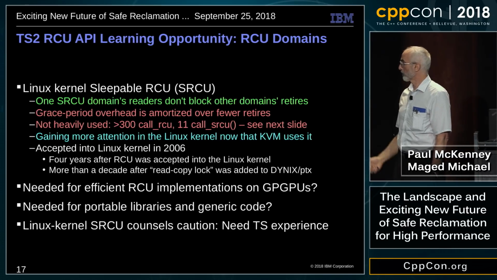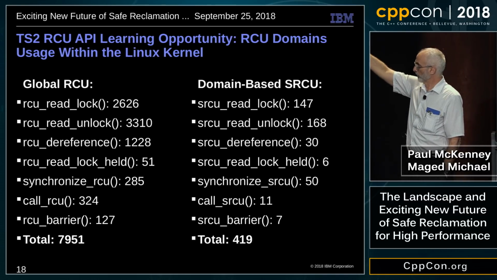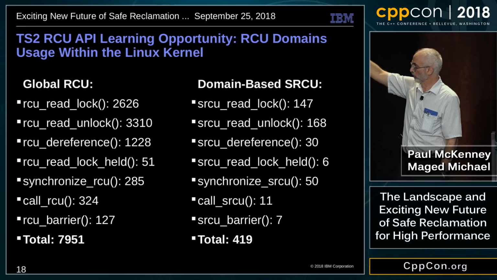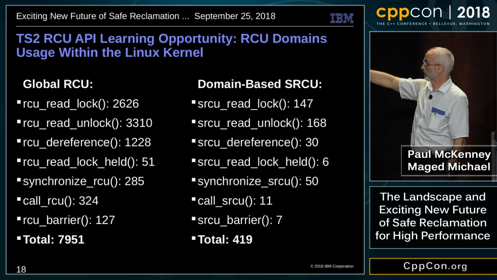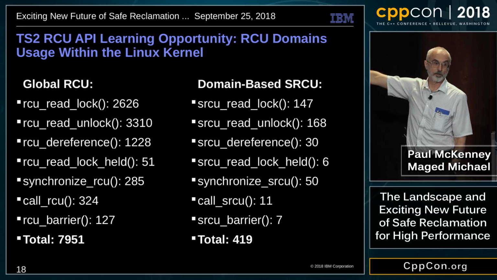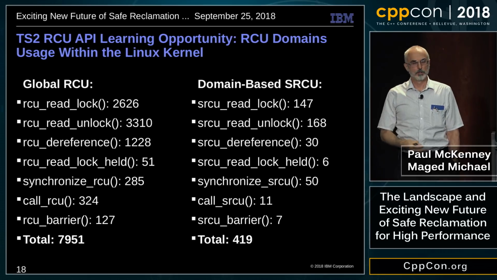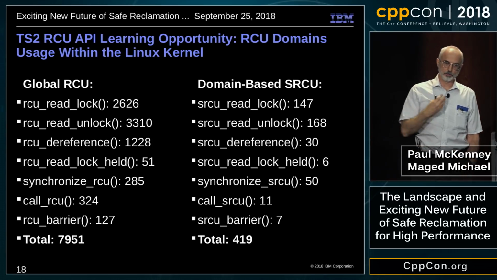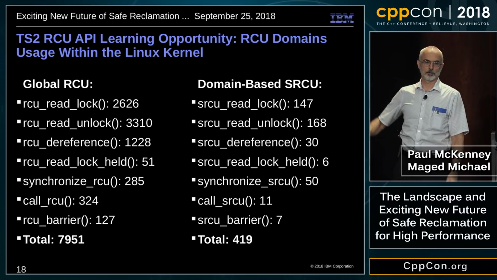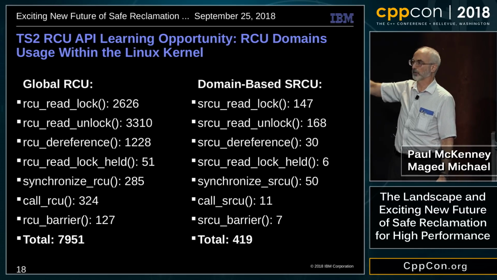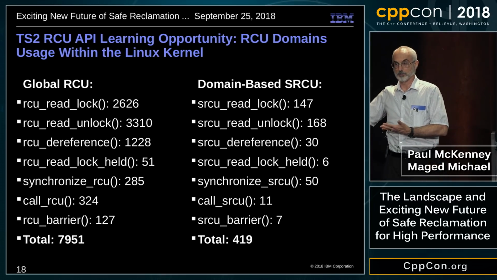Just to give you an idea, in the Linux kernel, if you take all the instances of calls to the global RCU API, there's almost 8,000 of them. If you look at all the calls to the SRCU API, there's less than 500 of them. Keep in mind that the Linux kernel is written in C, not C++, so our mileage might vary. If I was relying strictly on the Linux thing, I'd say, don't even think about it yet, but maybe C++ or maybe GPGPU is needed.